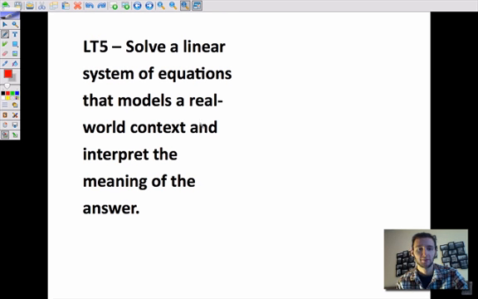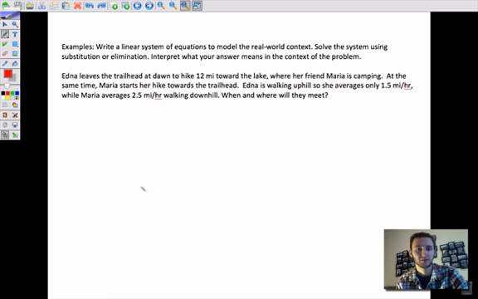So keep in mind the focus here is less on the solving and getting the answer and more on can you write the correct equations, and then once you find your answer, do you know what it means? So we're just going to run through a couple practice problems, and then you'll have a before class, and then we'll talk about it in class.